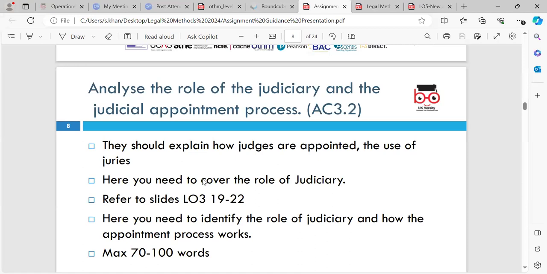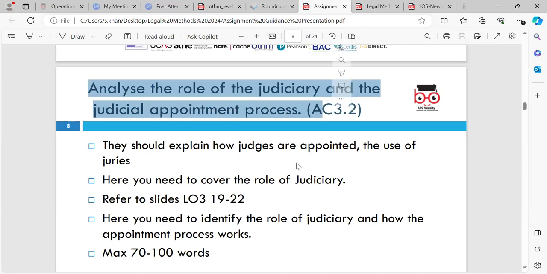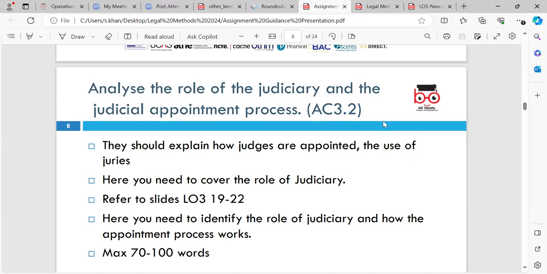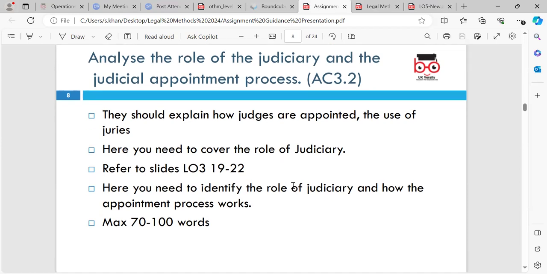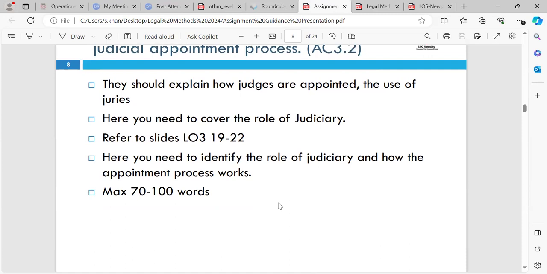The next one is to analyse the role of the judiciary and the judicial appointment process, AC 3.2. In this, you should explain how judges are appointed, the use of juries. Here, you need to cover the role of the judiciary, and this is learning slides, learning outcome 19 to 22, learning outcome 3. Here, you need to identify the role of the judiciary and how the appointment system works, and that is 70 to 100 words.